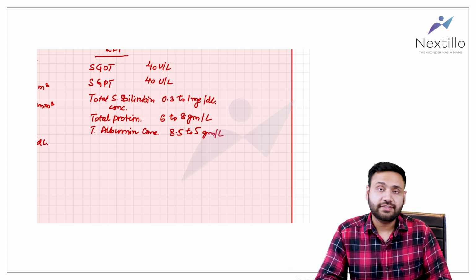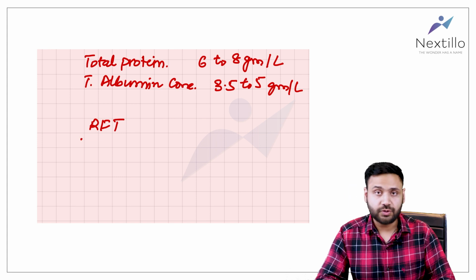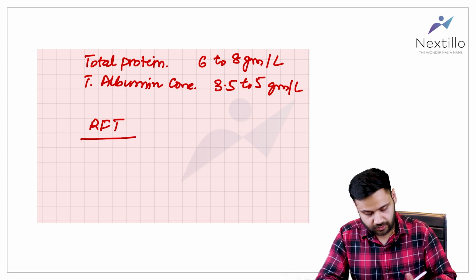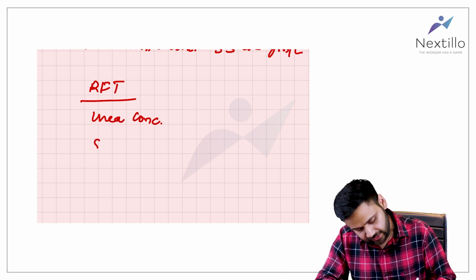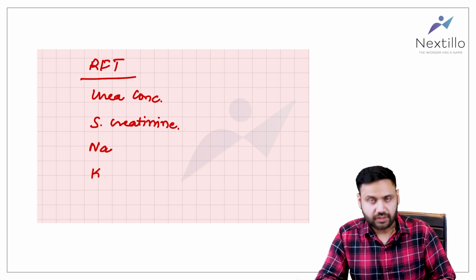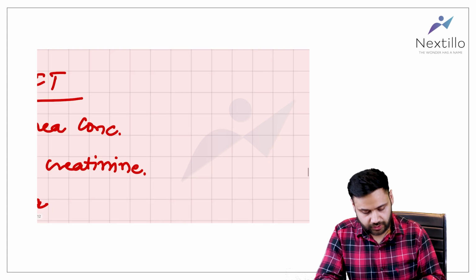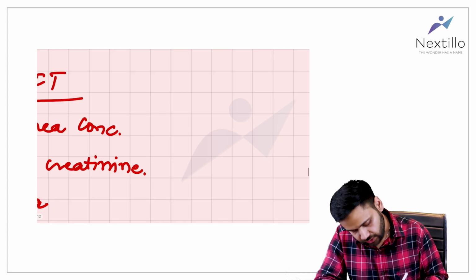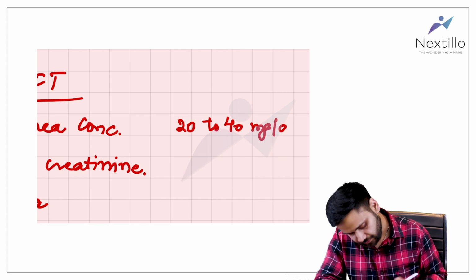Let's move on to the renal function test. Here we are going to discuss urea concentration, the serum creatinine, and then sodium and potassium. These four values are important for the cases and everyone needs to know them. The first one, the urea, is normally between 20 to 40 milligrams per deciliter.